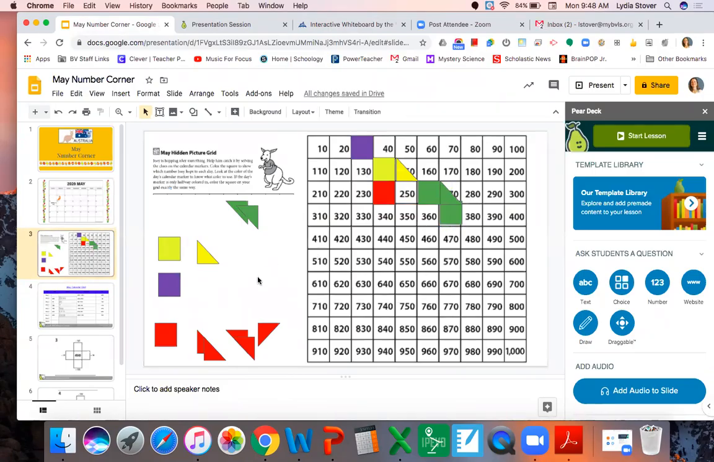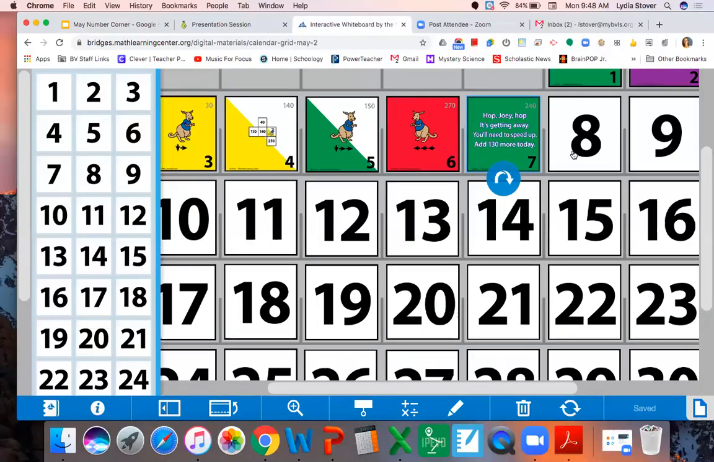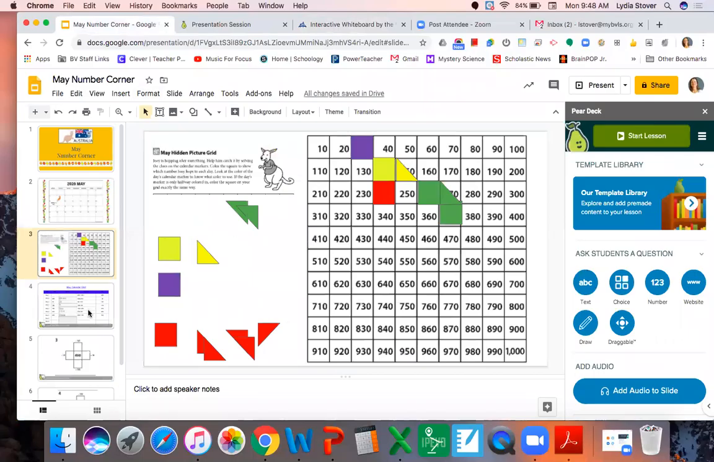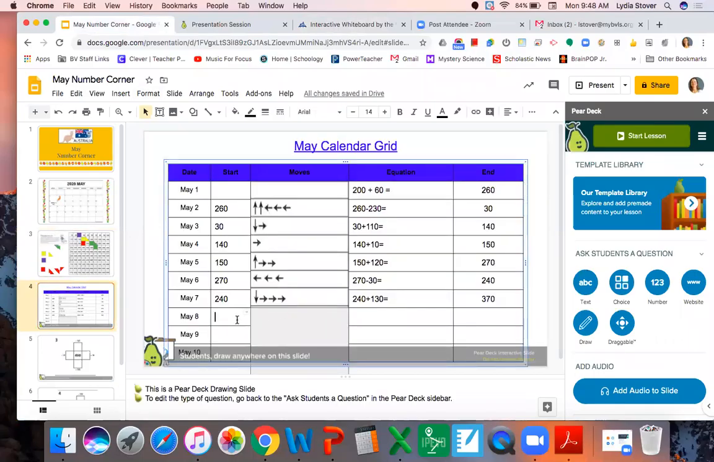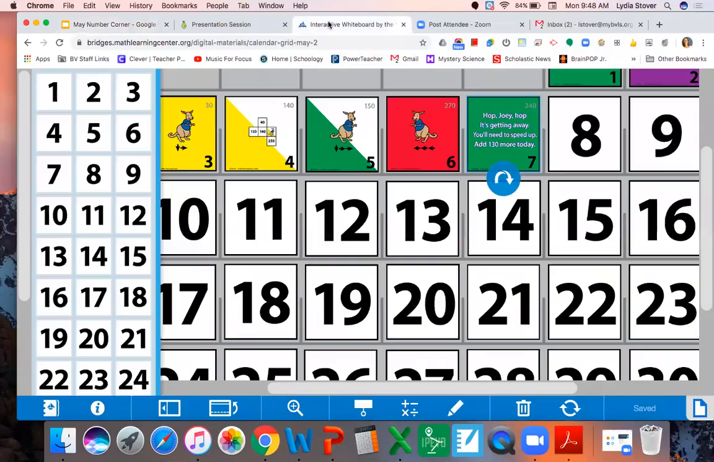All right, so our picture's coming in a little bit more every time. All right, 370 is colored green. So that means for our May 8th, we're gonna start at 370. Let's see what she hops to. Oh, she's gonna go up and to the left. That's subtraction.